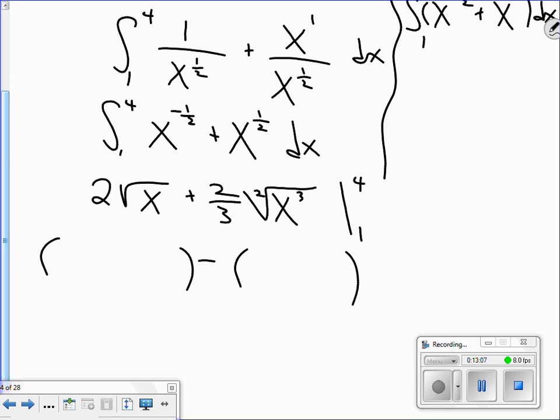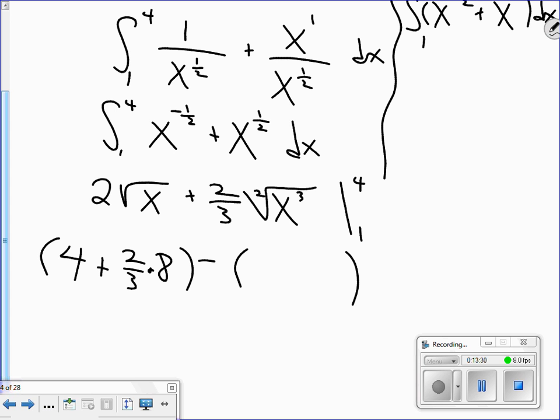All right, let's plug 4 into the first term. What do we get? 2 times root 4 is 4, plus 2/3 times, what is 4 to the 3/2? So the square root of 4 cubed, 8. So that's times 8.